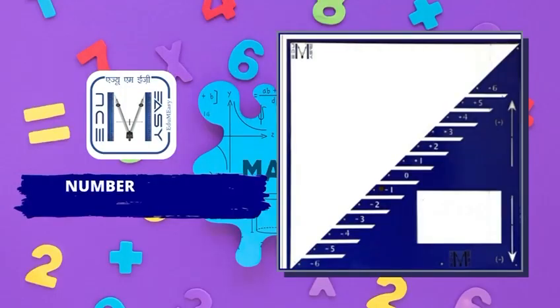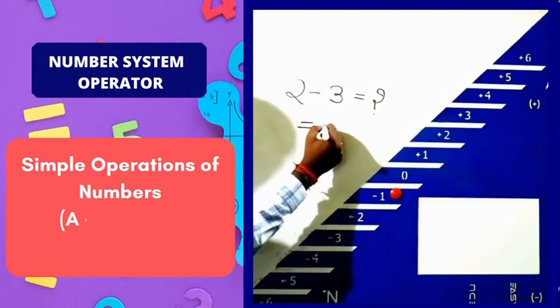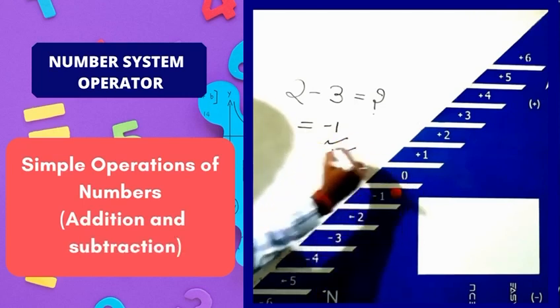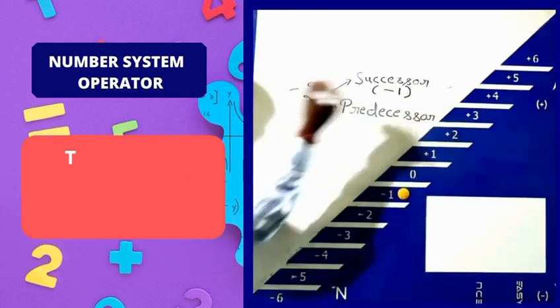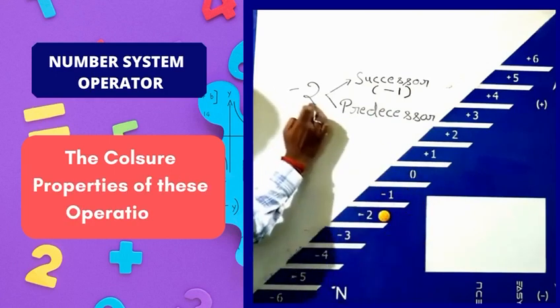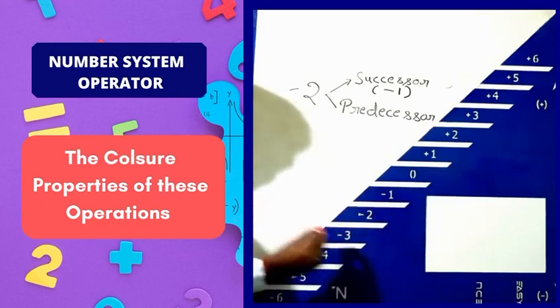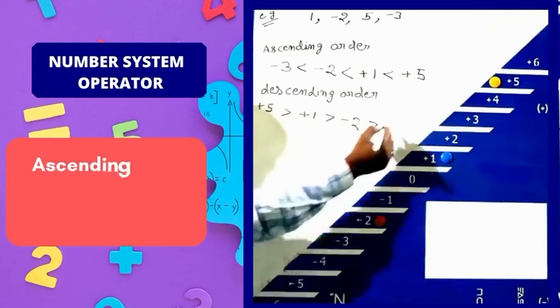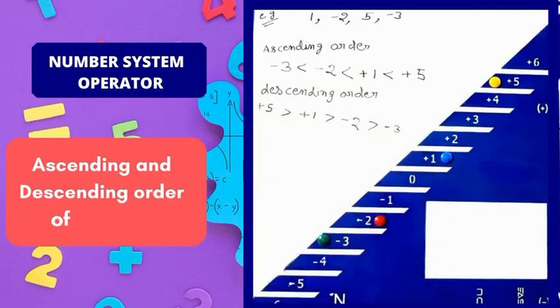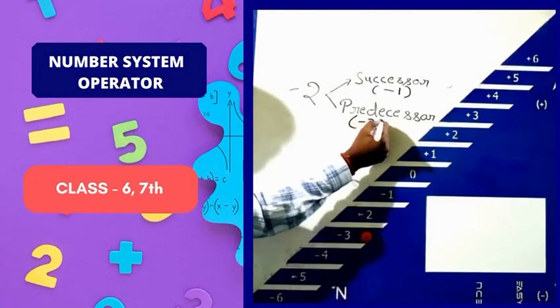Our first instrument is number system operator. The instrument helps in understanding simple operations of numbers such as addition and subtraction. The closure property of these operations can also be visualized using this equipment with the help of some magnetic coins. This also creates a room for learning the ascending and descending order of integers. It actually covers some chapters of classes 6 and 7.